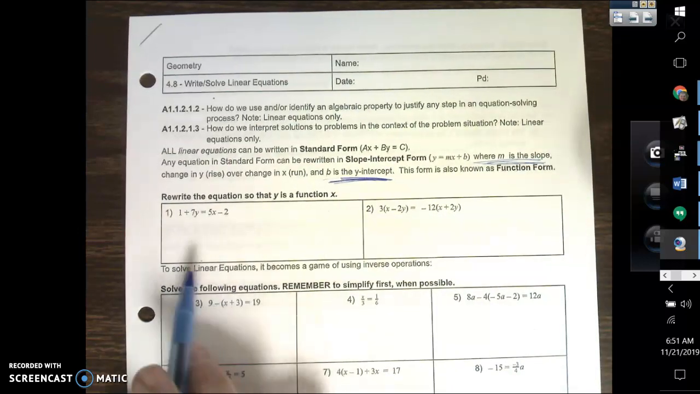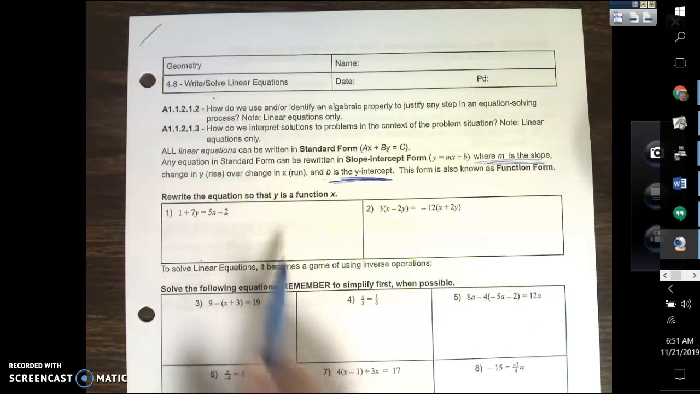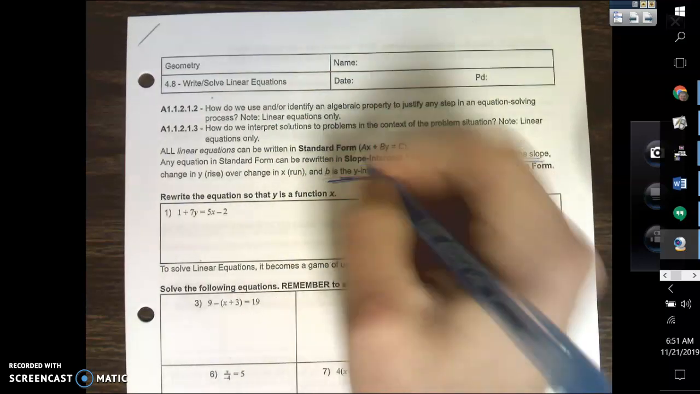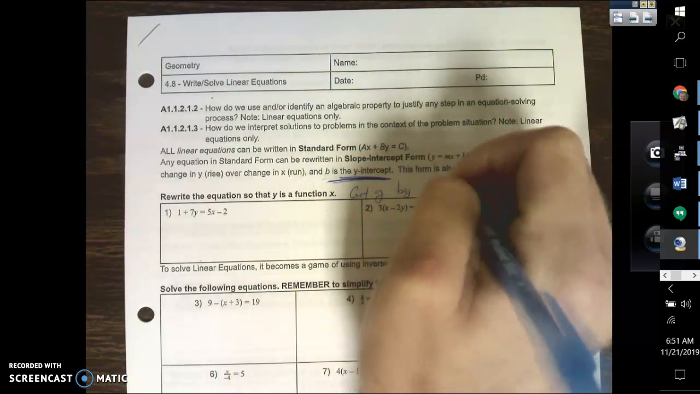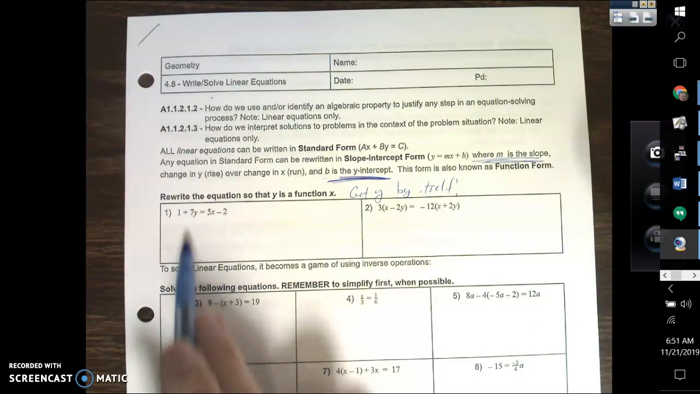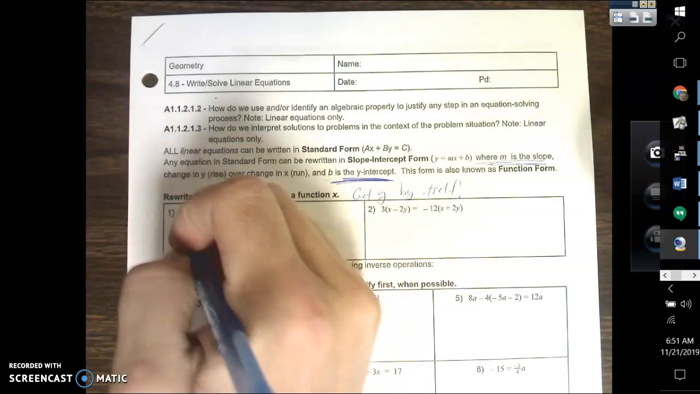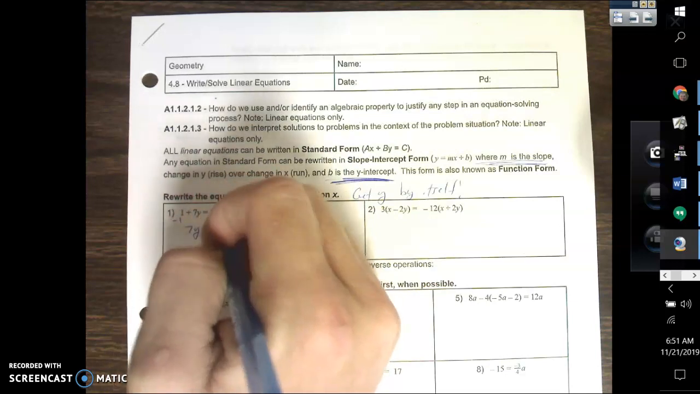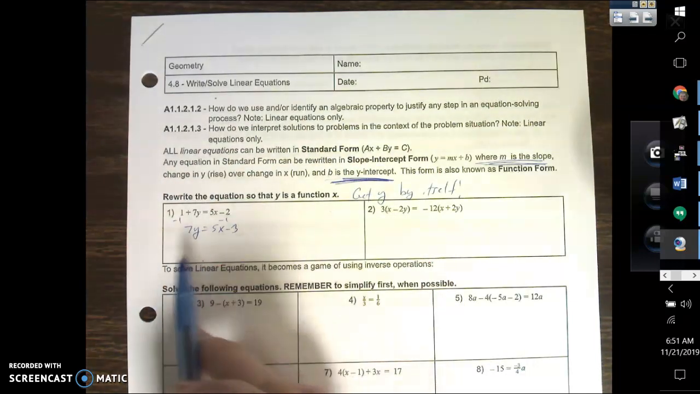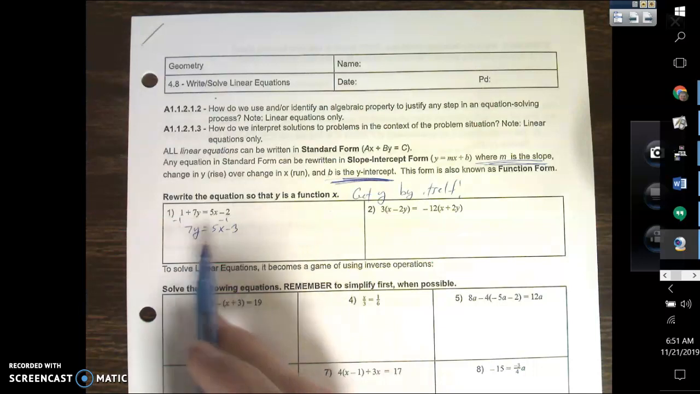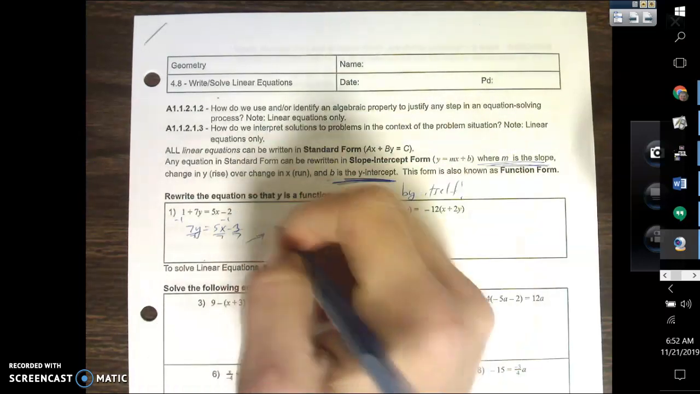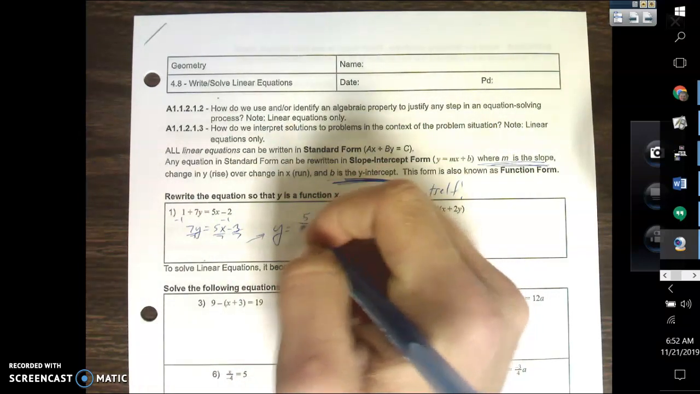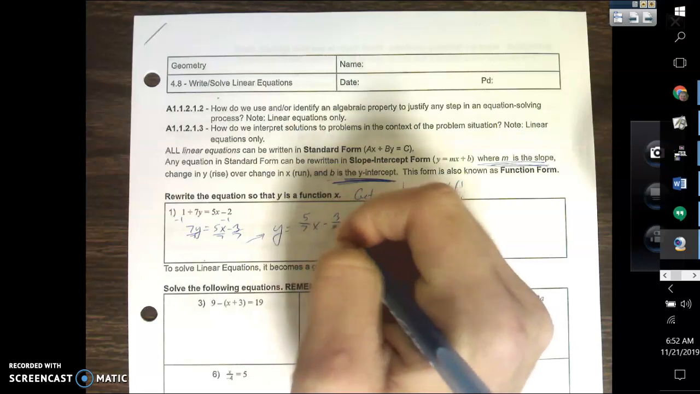Rewrite the following equation so that y is a function of x. When you see something written like this, that just means get y by itself. Over here, I have an equation. There's my equal sign. I want to subtract 1 from both sides. 7y equals 5x minus 3. But you want to get y by itself, so if you divide everything by 7, you end up getting y equals 5 over 7x minus 3 over 7.